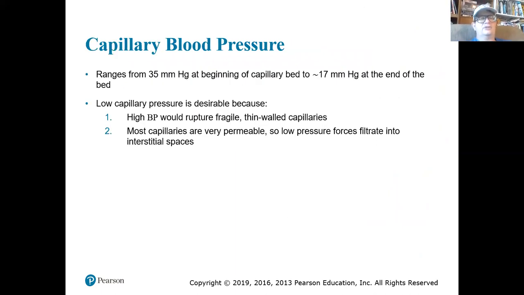So capillary blood pressure ranges from 35 millimeters of mercury at the beginning of the bed to 17 at the end of the capillary bed. Low pressure is good because if you had high blood pressure, remember, you've only got the endothelium, the tunica intima and a little basal membrane to hold it together. If you had the high blood pressure of the arteries, you'd rip through that wall. And also, they're very permeable, so low pressure will force filtrate into the interstitial spaces. That's how we deliver the oxygen, how we deliver the nutrients.